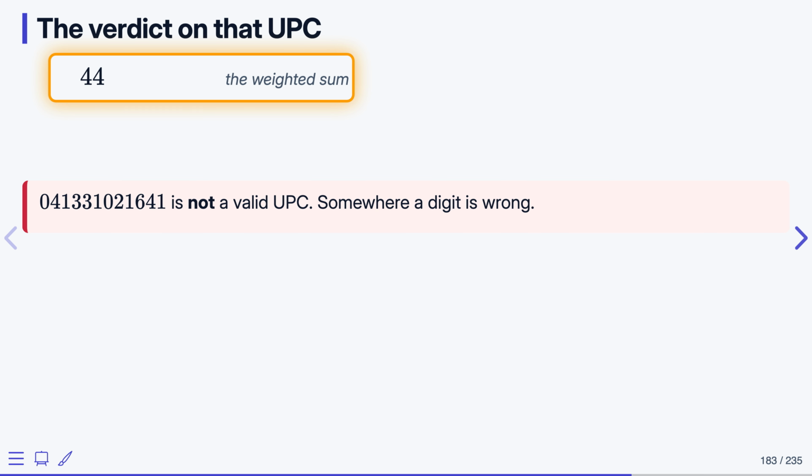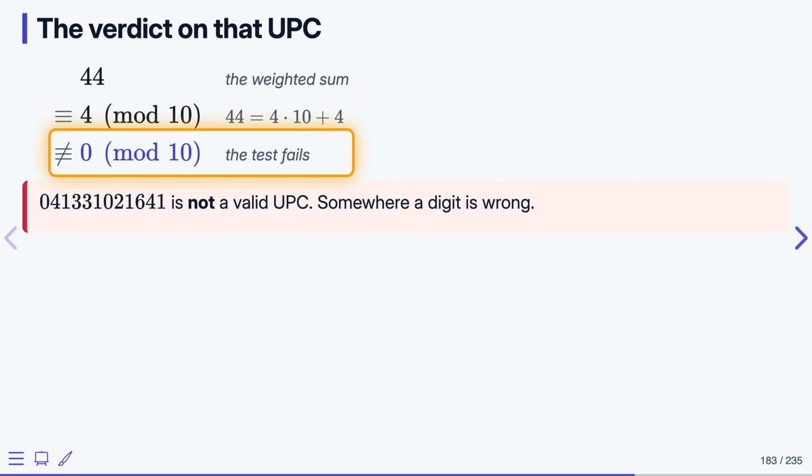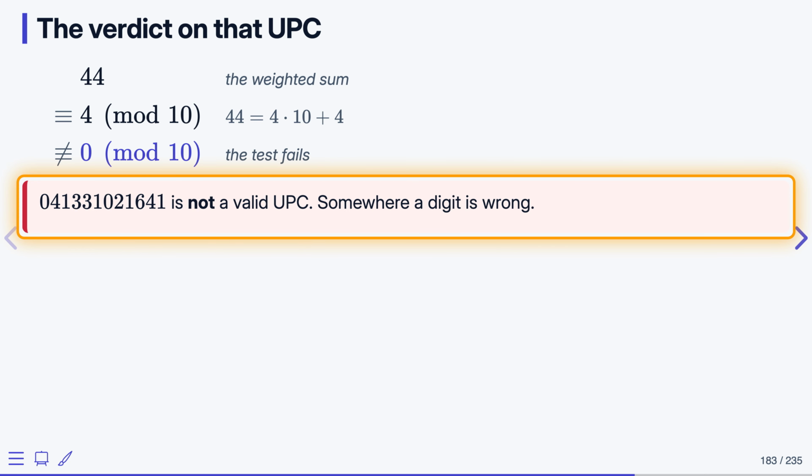Now the verdict, line 0. Our weighted sum is 44. Step 1, reduce mod 10. 44 is 4 tens plus 4, so it is congruent to 4. Step 2, 4 is not 0. The test fails. So this string is not a valid universal product code. Somewhere a digit is wrong. And notice what the test does and does not tell us. It says there is an error. It does not say which digit, and it does not say what the right code was.